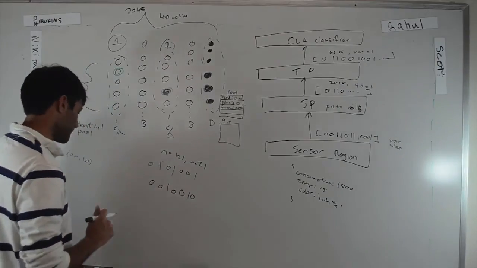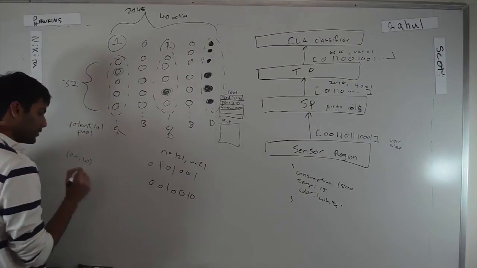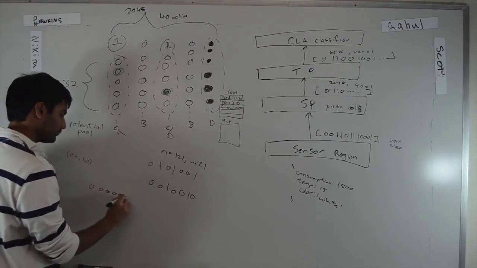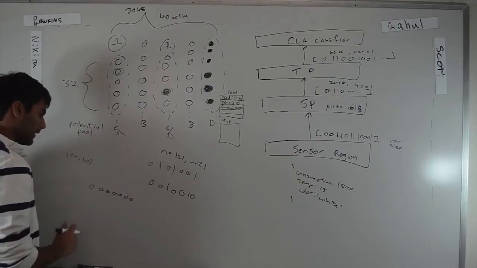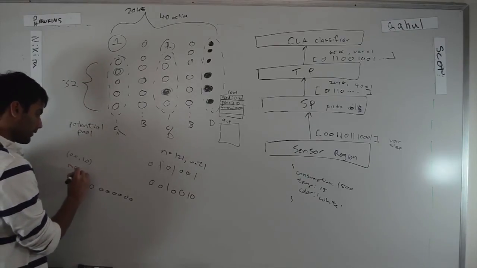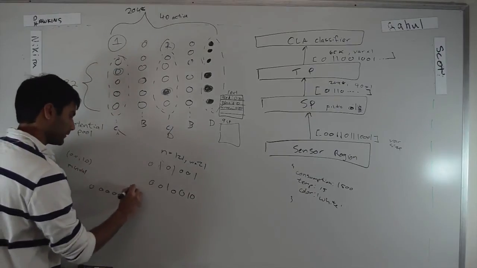What do we do for scalars? For scalars, we do a representation like this. We pick n bits, and we say that there's a min value and a max value.